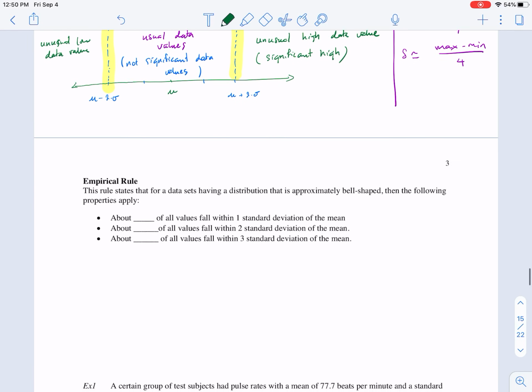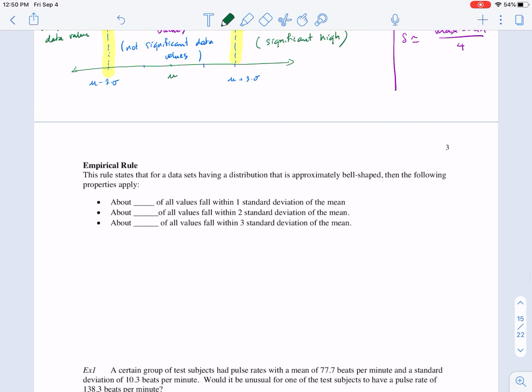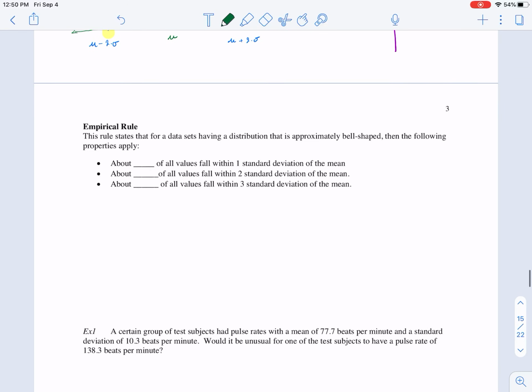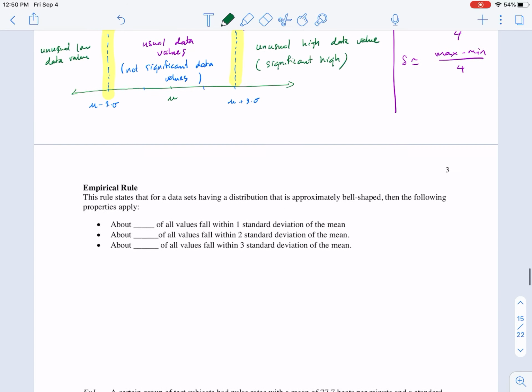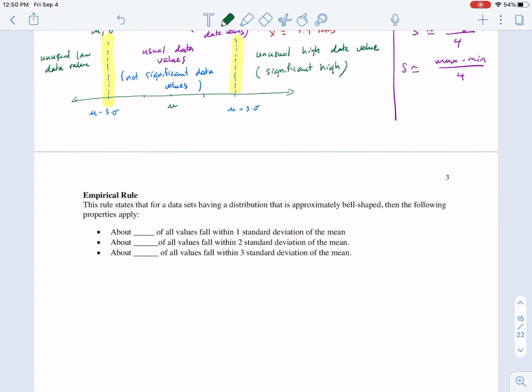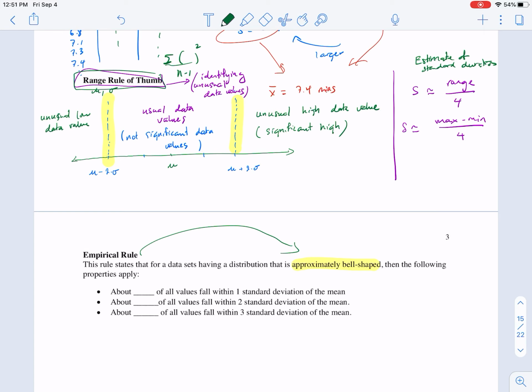Another, let's say the next thing we have is called the empirical rule. So this is just something that relates to the range rule of thumb, but a little more mainstream. It has to do with distributions that are approximately bell-shaped or normal. So this is only applied to bell-shaped distributions, okay? Whereas the range rule of thumb applies to any distribution.